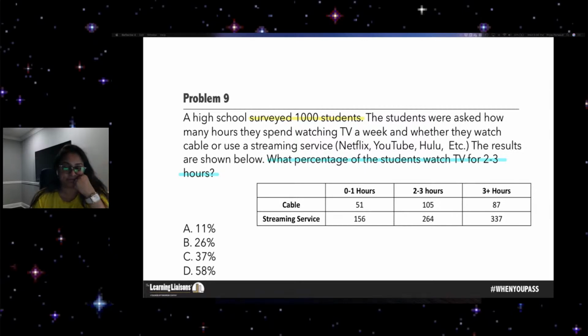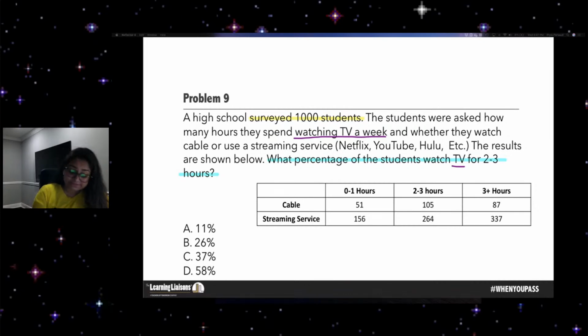Watch TV. Were they specific on if it was cable or streaming services, or does TV mean cable? Can somebody help me out here? So from the problem, we know that watching TV is either or both cable and streaming services. Obviously the student couldn't have done both, but in this case, when they're asking us our question, we have to include both scenarios. We have to include both the cable and the streaming services.